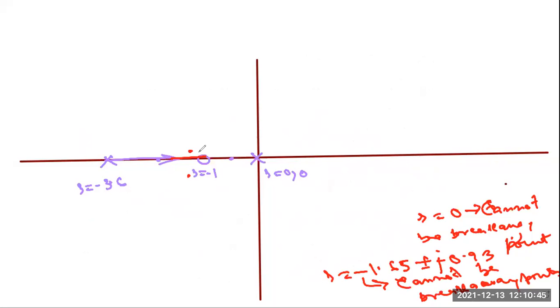Now centroid is where? What is the value of centroid? Minus 1.33. Okay. So this is, let us say, minus 1.33. So here we have got the angle of asymptote is 90 degree. So obviously it should be something like this. And here also it is 270 degree.